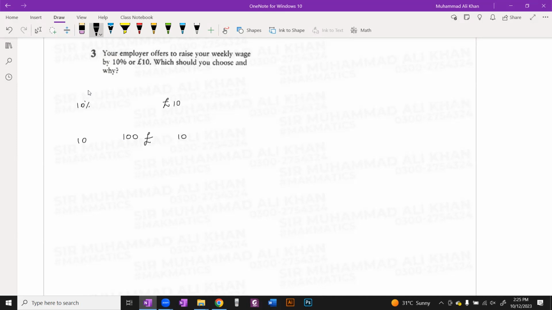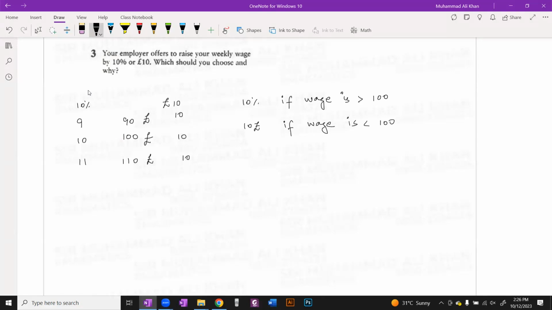अगर 100 pounds वेज होती है तो कोई डिफरेंस नहीं है 10% हो या 10 pounds हो, लेकिन अगर 90 हो गया तो इसका 10% क्या हो जाएगा 9 और इसका फिक्स इंक्रीमेंट 10 हो गया। और अगर 110 हो जाए तो फिक्स इंक्रीमेंट 10 और 10% क्या हो गया 11। सो अब आप देखिए 10% इंक्रीमेंट कब चाहिए, if wage is greater than 100, 10 pounds if wage is lesser than 100. Is this clear?